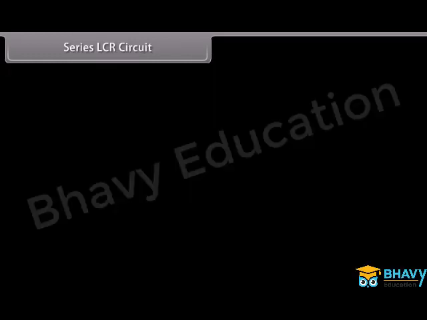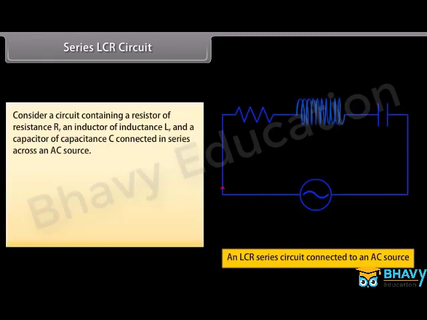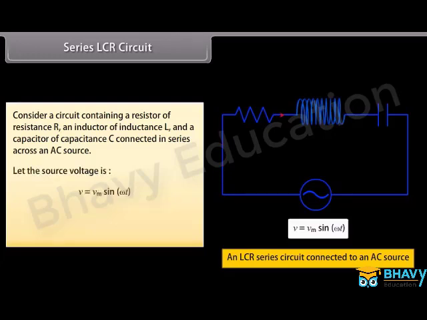Series LCR circuit. Consider a circuit containing a resistor of resistance R, an inductor of inductance L, and a capacitor of capacitance C connected in series across an AC source. Let the source voltage be V equals Vm sine omega t. We apply Kirchhoff's rule in the loop to get V is equal to VR plus VL plus VC.